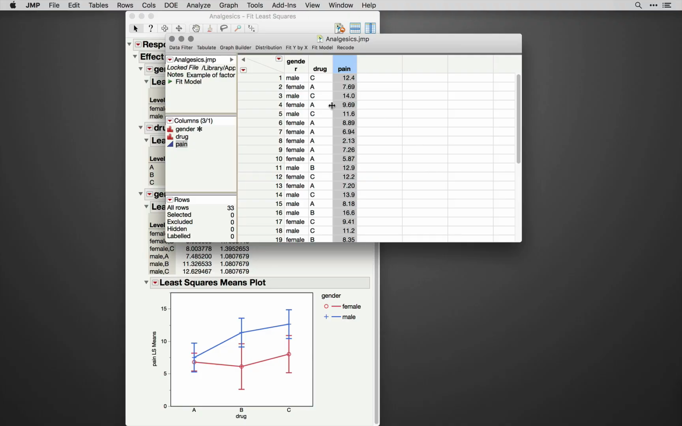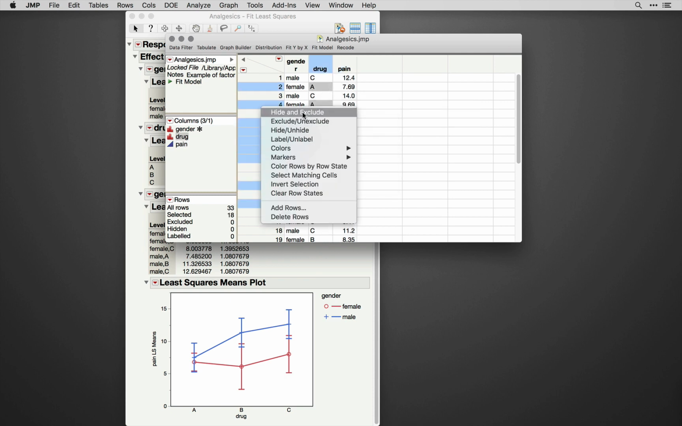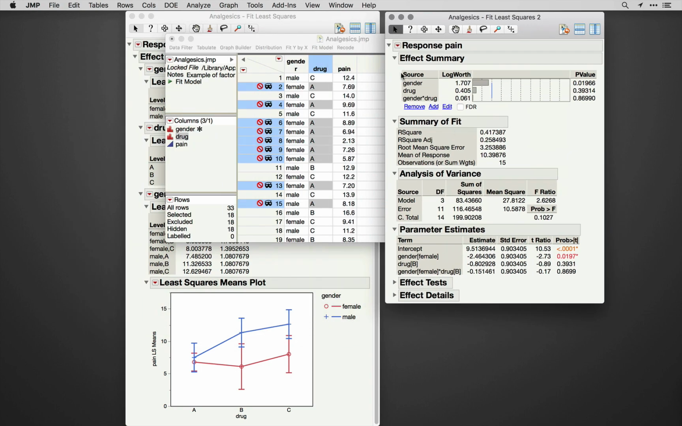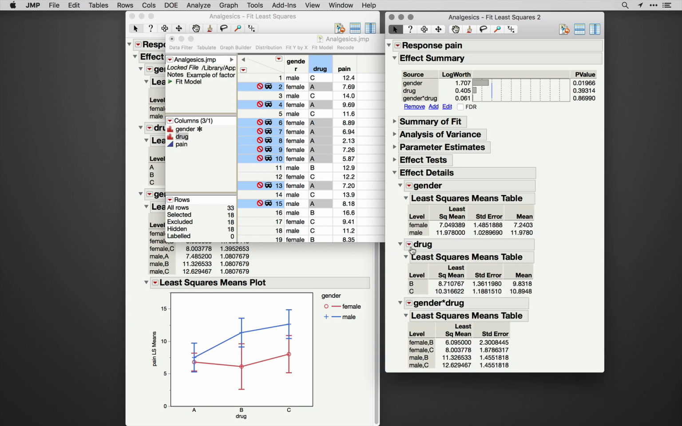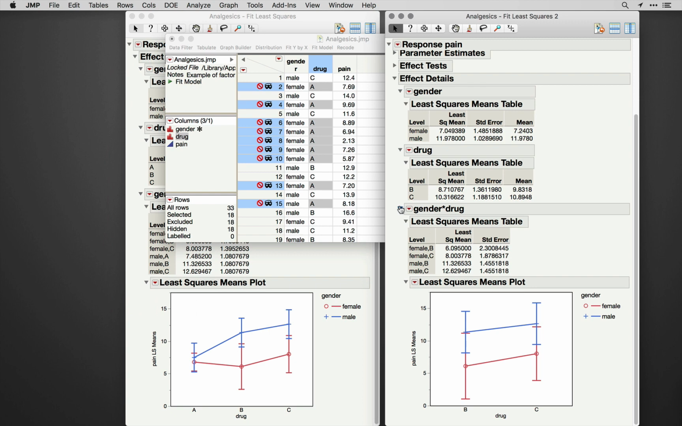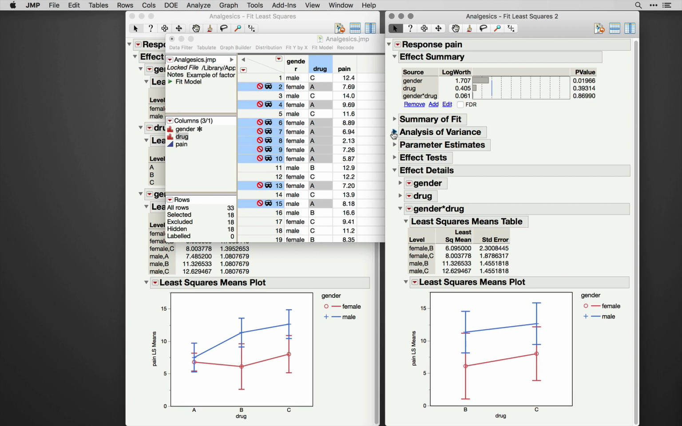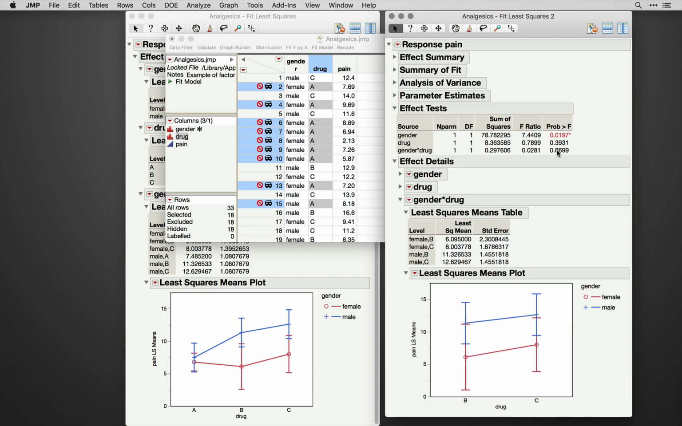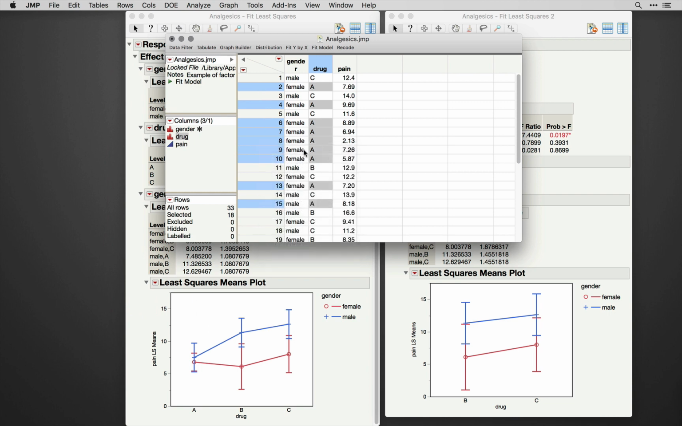Just so we can see that happen, I'm going to grab the A's, select matching cells, hide and exclude, and produce the exact same analysis. I'll just recall it here. And let's show the interaction under effect tests or details. So now we're looking at just the effect for men and women for B and C drugs. We could do it that way, by removing some data from the data set. Of course, we're removing all the A's. But that interaction term, 0.8699, is our test of whether there's evidence of a different pattern of effects for men and women just looking at drugs B and C. Now I'm going to put those rows back in the data table.